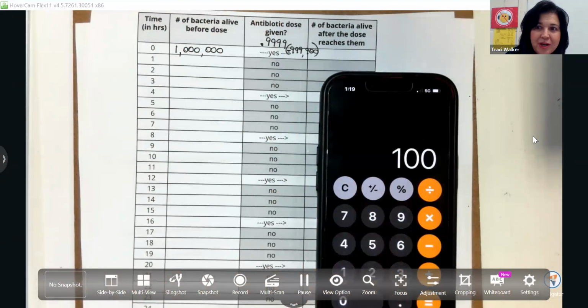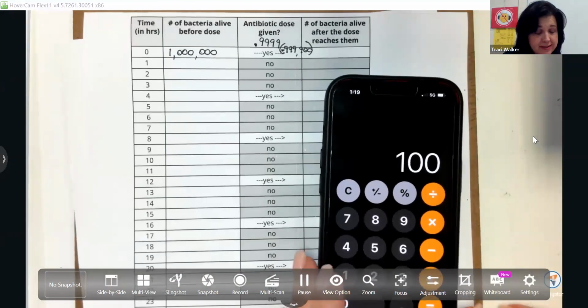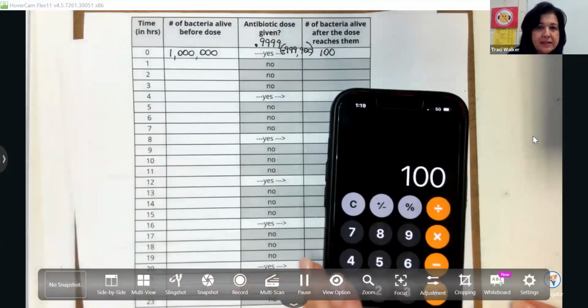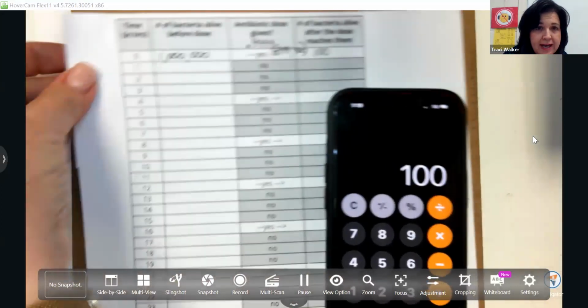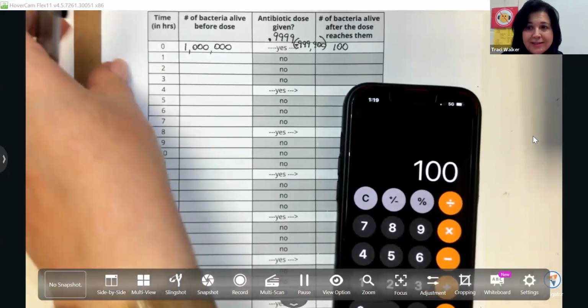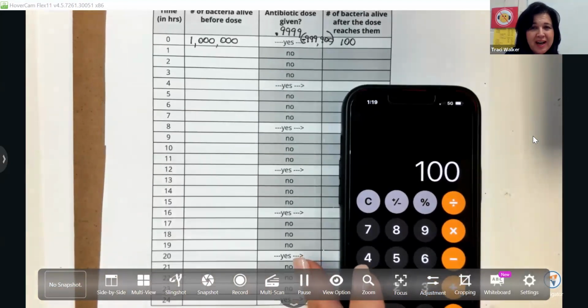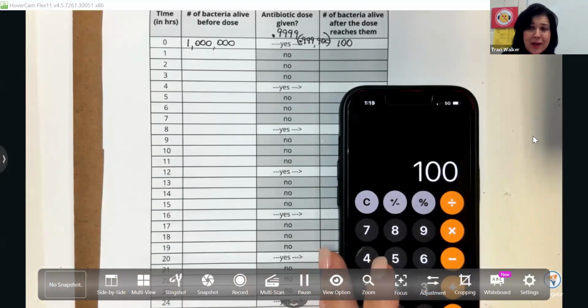Wow, we only have 100 bacteria left. That's some pretty powerful medicine there. Okay, so we have 100 bacteria left. We are going to feel wonderful after taking just 1 dose of our antibiotics. Okay, 100 bacteria is nothing in our bodies.